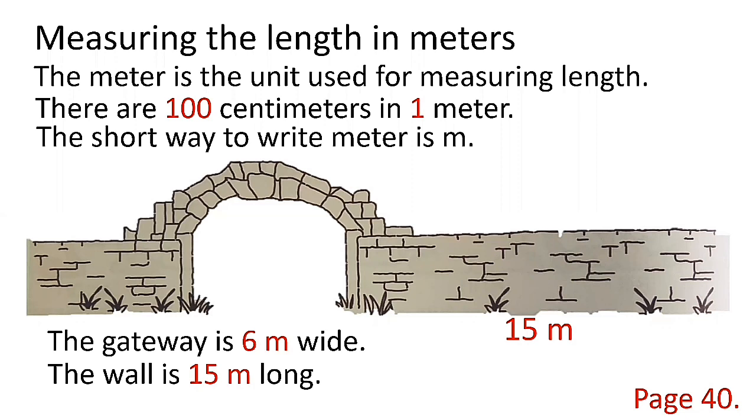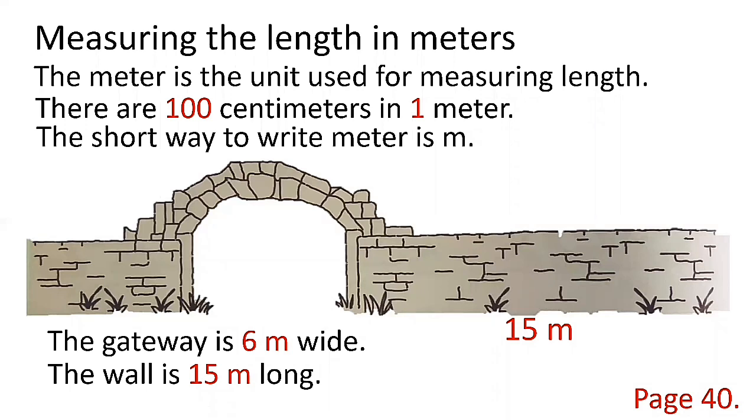The meter is the unit used for measuring length. There are 100 centimeters in 1 meter. The short way to write meter is m. Okay, let me ask you, how many centimeters are there in 1 meter? Yes, very good. As you can see here, the statement says there are 100 centimeters in 1 meter.